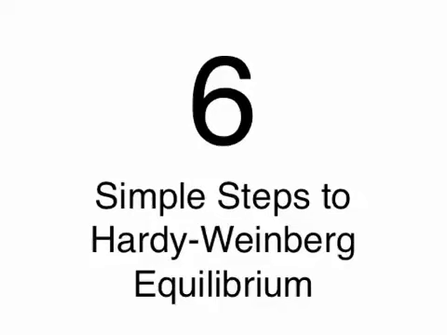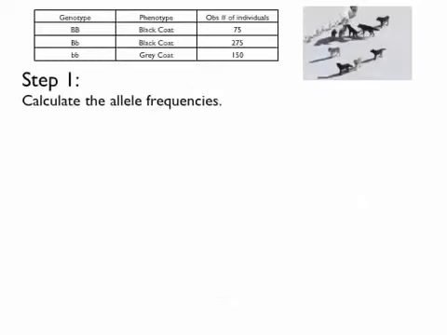So this is a quick tutorial explaining 6 simple steps for testing whether or not a population is in Hardy-Weinberg equilibrium. For example, we're posed with this question: in gray wolves, black coat color is caused by a dominant allele B, and in a population of 500 wolves, we find the genotypes given in this table. We have 75 homozygous dominant individuals, 275 heterozygous individuals, and 150 homozygous recessive individuals. We want to know, is this population in Hardy-Weinberg equilibrium at this locus?